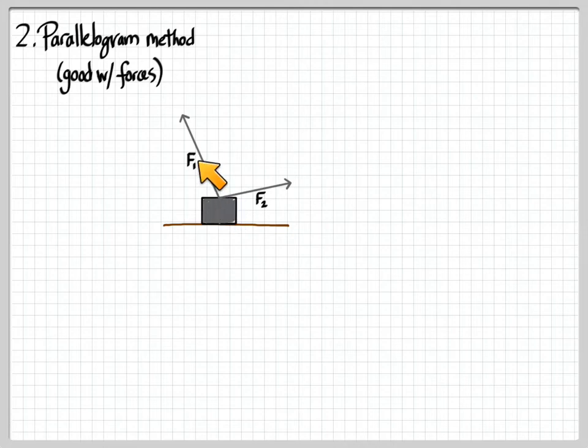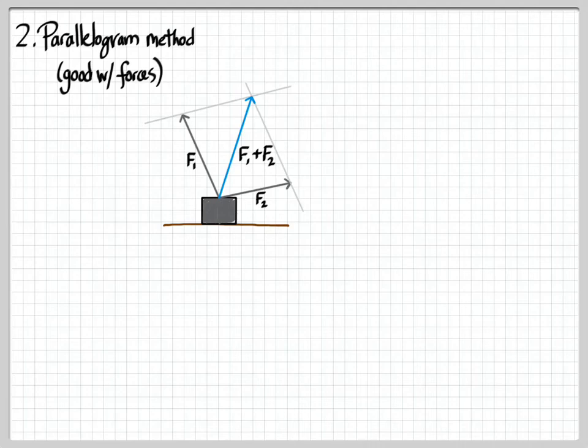And then I think of these two forces as two sides of a parallelogram, and then I put in the other two sides like that. So there I have a parallelogram. The sum of the vectors goes across the parallelogram from the tails across to the other side. So that's going to be F1 plus F2 here.